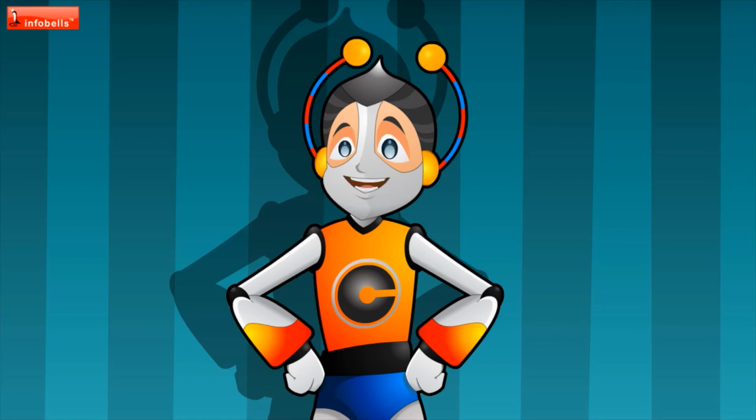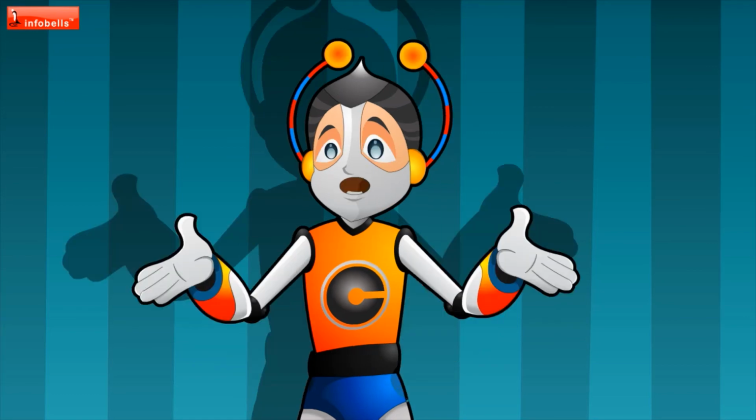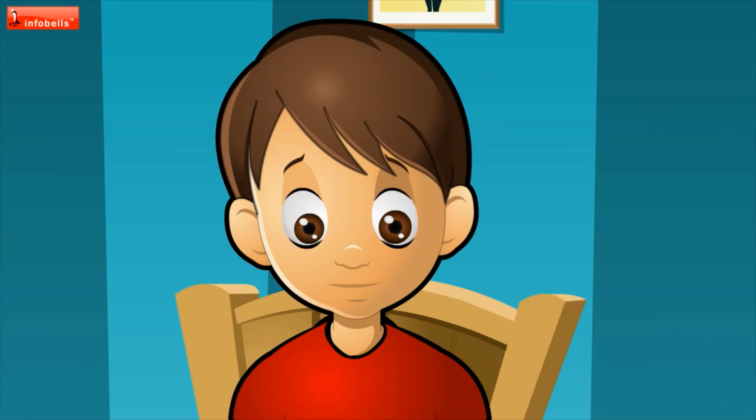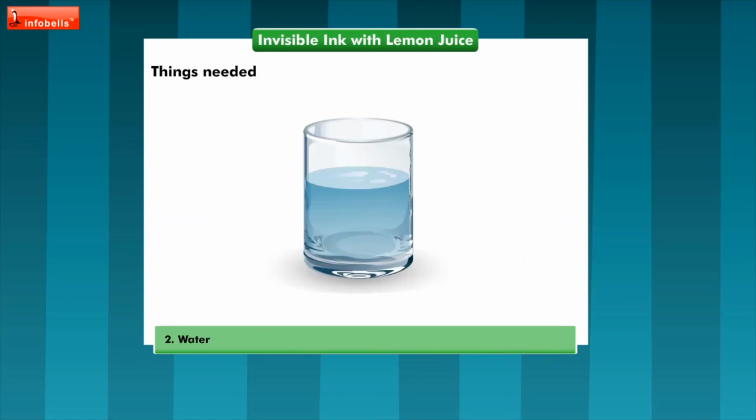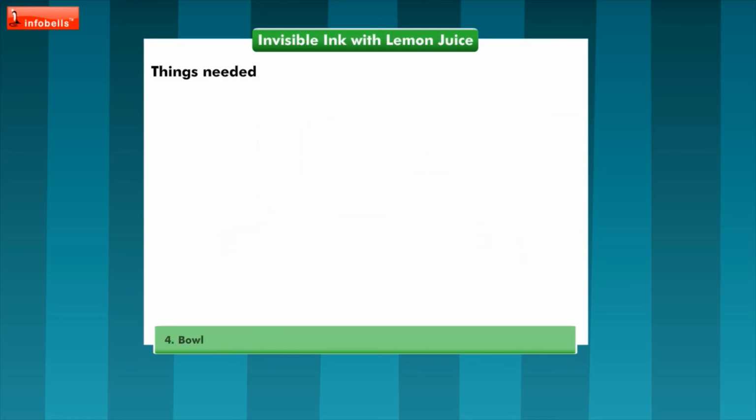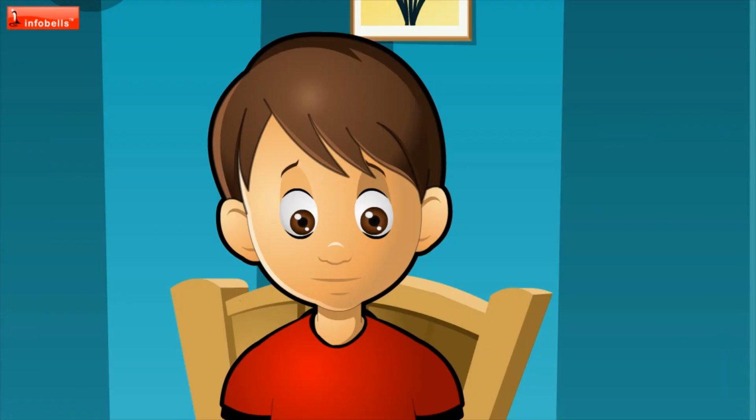Master Yuvi, I'll tell you. But we'll have to do a small experiment for that. Do whatever, but show me how the message appears on the blank paper. We need half a lemon, water, spoon, bowl, cotton bud, white paper, and a lamp or other light bulb. We got all we need. What do we do next?